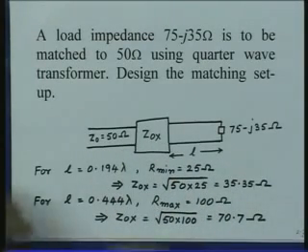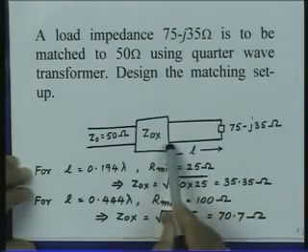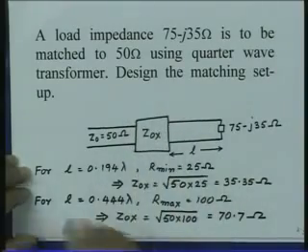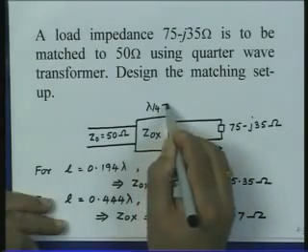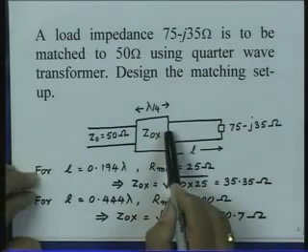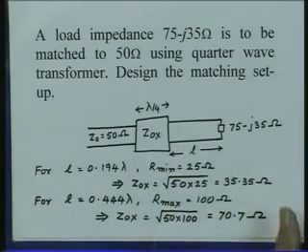So, now two things are to be found out in this problem. First is what should be this length and what should be the characteristic impedance of this quarter wave transformer. The length of the quarter wave transformer is lambda by 4. For finding out the impedance at this location, which will be real, and the length, we again make use of the Smith chart.